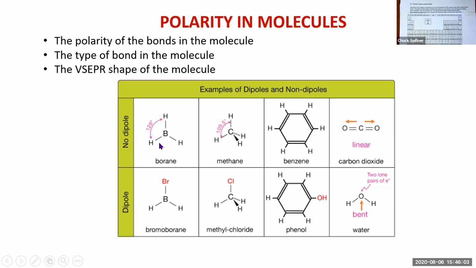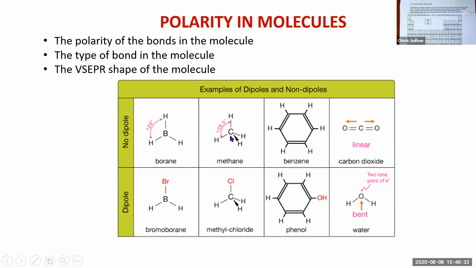Now, BH3 has a trigonal planar structure. So even though it has very weak dipoles, all the dipoles cancel because they're all in equal and opposite directions. Even if the B-H had a strong dipole, it would still be nonpolar. Sorry. So let's look at CH4. CH4 is tetrahedral. The C-H bond is 0.4.